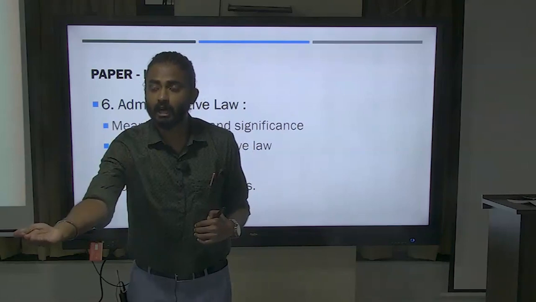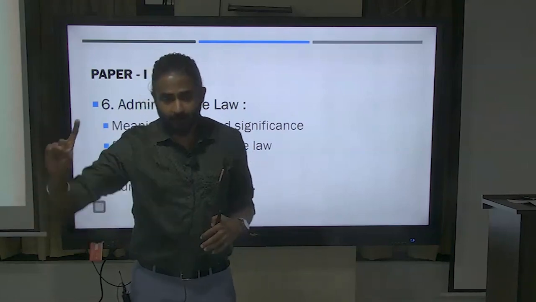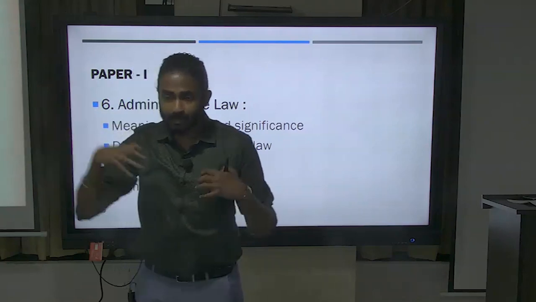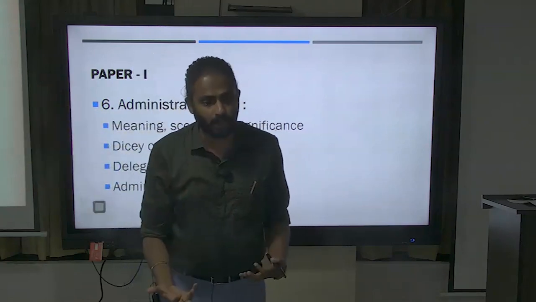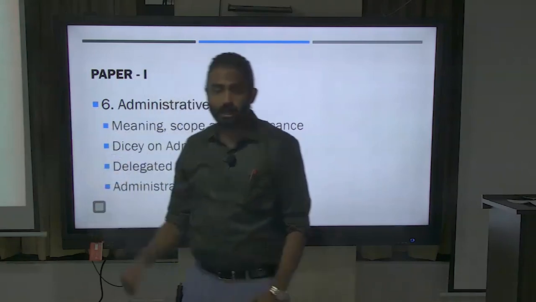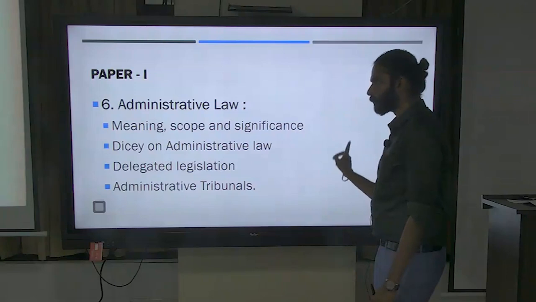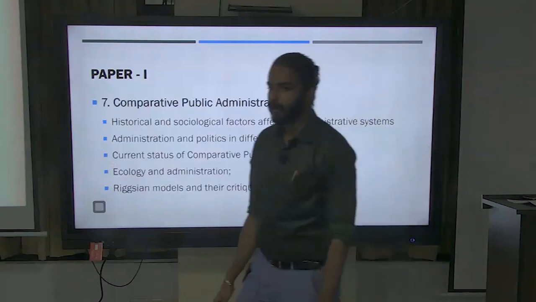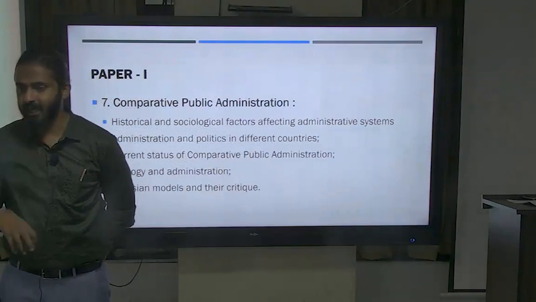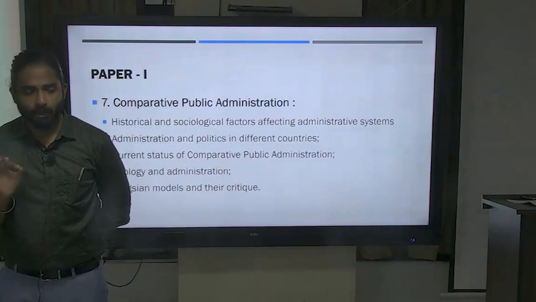This concept is called delegated legislation. The executive is given the power to make laws, even though lawmaking is the priority of the legislature. This also we will discuss in administrative law. Now the 7th and 8th chapters are interconnected. The 7th chapter is comparative public administration. Again a theoretical chapter.